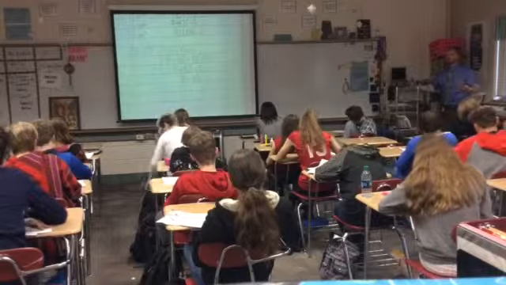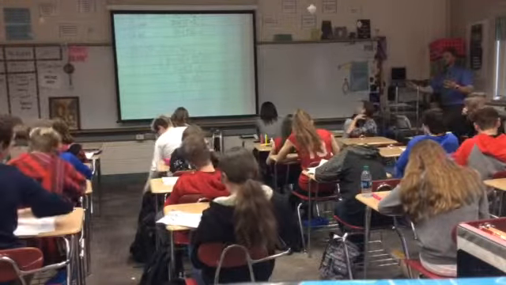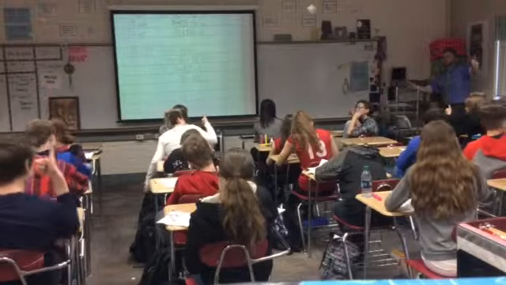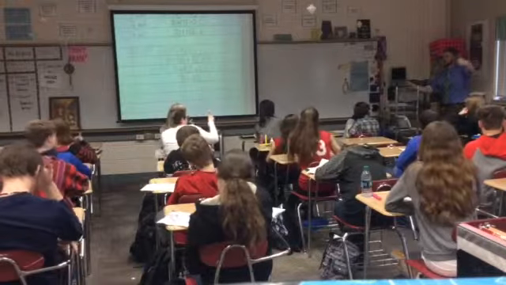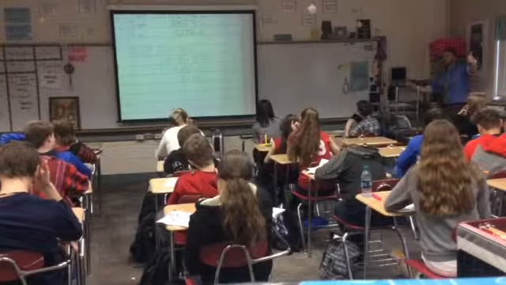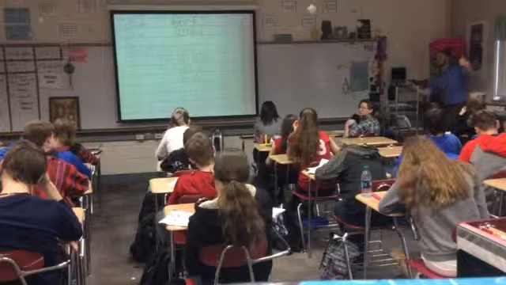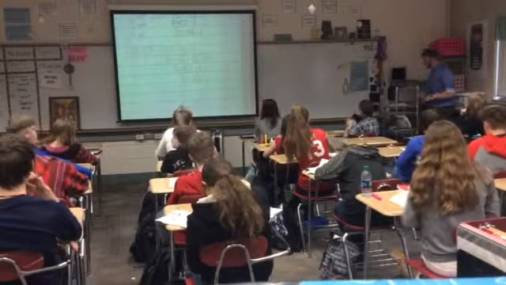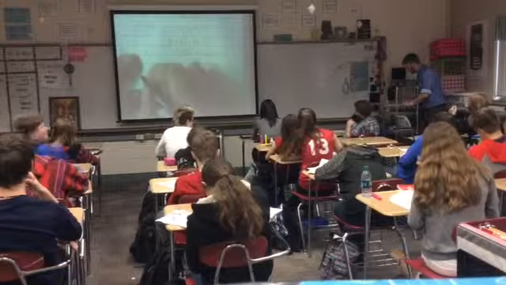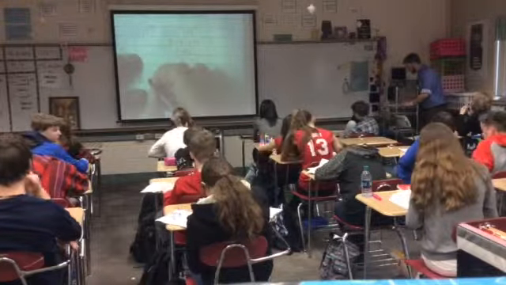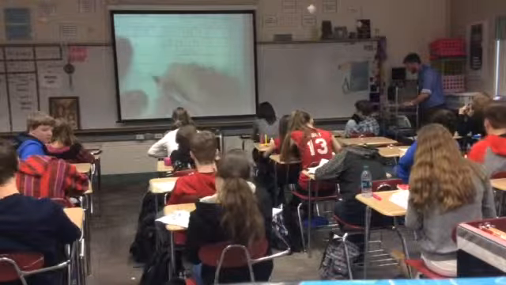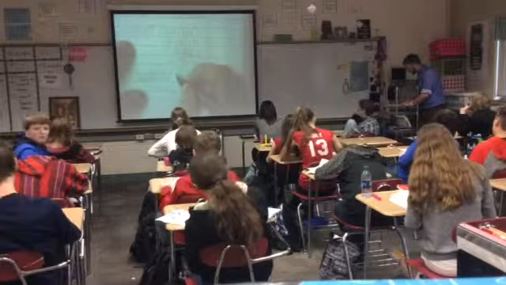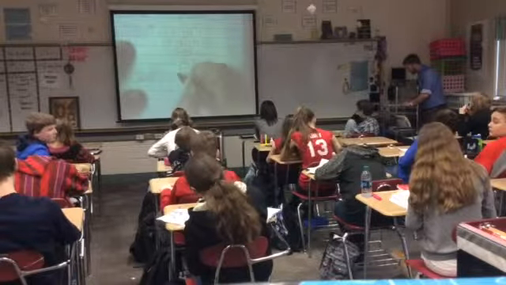So, using FOIL with radicals, does it make sense? Thumbs up if we're good. Thumb sideways. We're good. Do we need to do one more example? We can do one more example. So, one more example. Let's say we have the square root of 6 plus the square root of 5 times the square root of 7 plus the square root of 8.